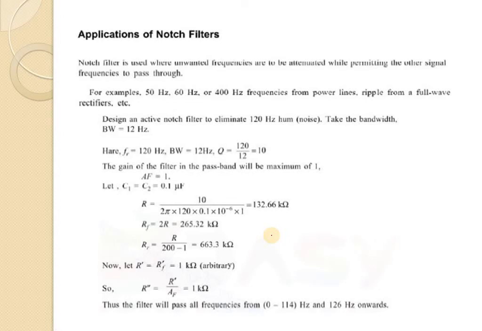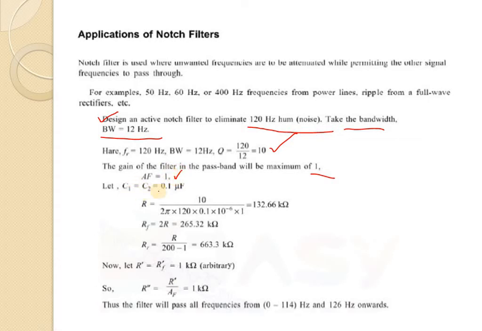Now we will take an example. Design an active notch filter to eliminate 120 Hz noise. Take the bandwidth value as 12 Hz. Here FR equals 120 Hz, bandwidth equals 12 Hz, Q equals 120 by 12, that is 10. Now the gain of the filter in the pass band will be maximum 1. So A equals 1.